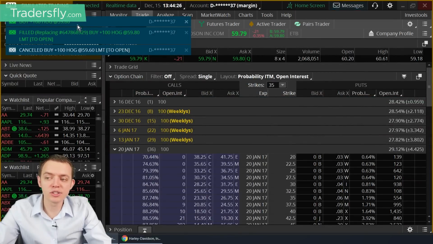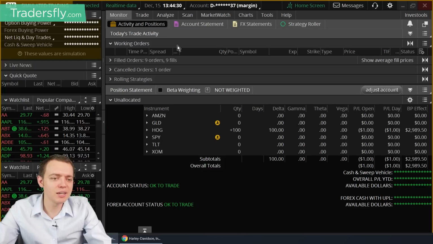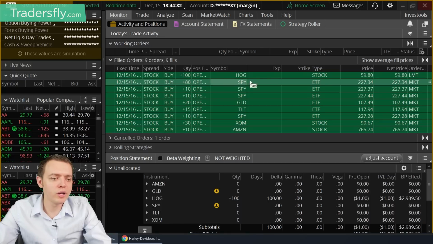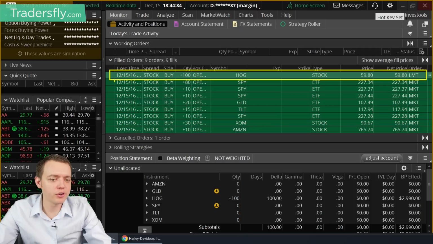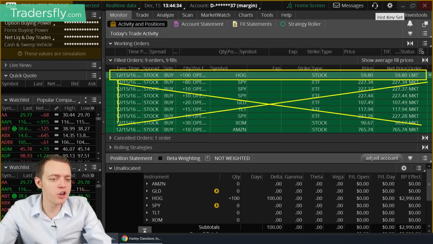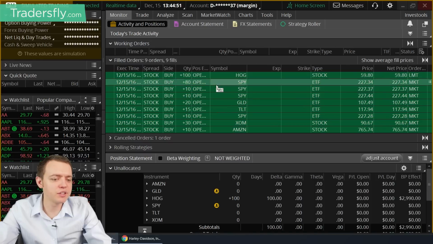And you'll notice right there, there's a little box that pops up that says, boom, you've been filled. It's been replaced. And the working order now went into the fill order, which you could see right here is the Harley Davidson order. All these other things down here are just other orders that I did earlier as examples for another video. But you could see that right there, I've got filled at 59.80.